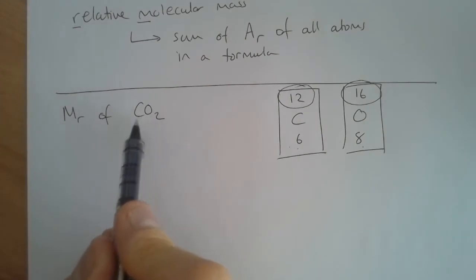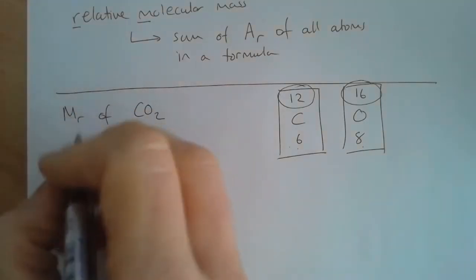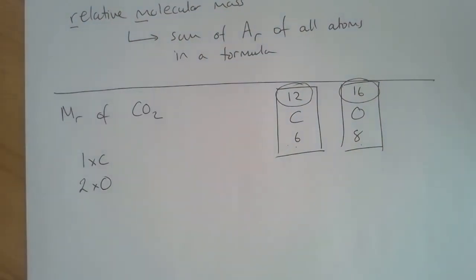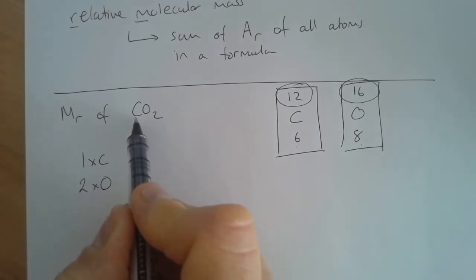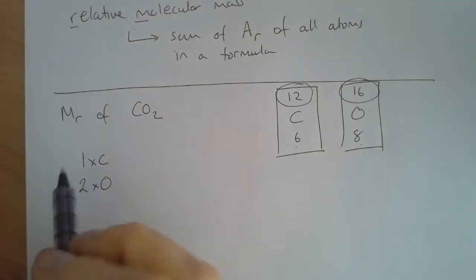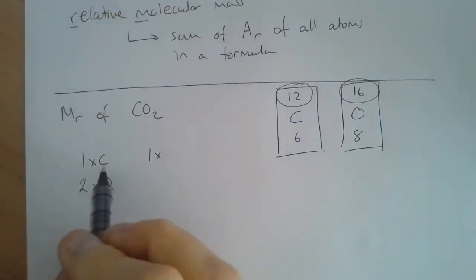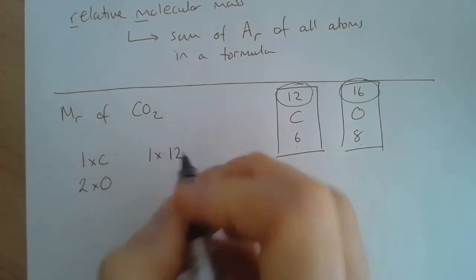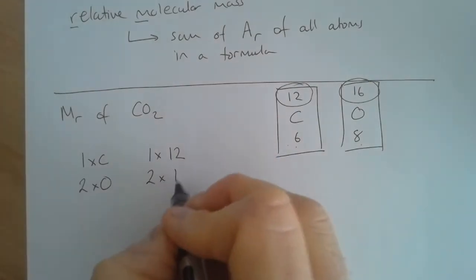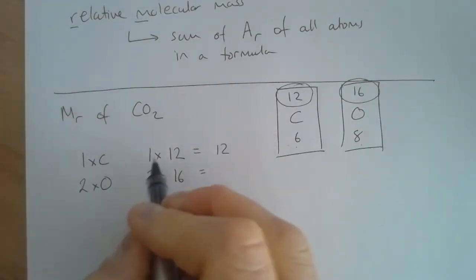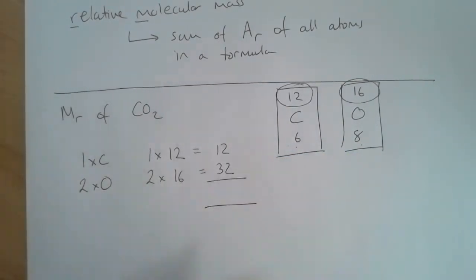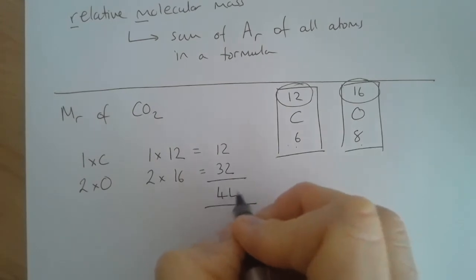So let's have a look at the formula of carbon dioxide. Carbon dioxide has one carbon atom in it and 2 oxygen atoms per molecule. Carbon, there isn't a number after it, so there's just one of them. Oxygen, there's a 2 after it, so there's 2 of them. So we've got one carbon. One carbon atom has a mass of 12. We've got 2 oxygen atoms. Each oxygen atom has a mass of 16. So 1 times 12 is 12. 2 times 16 is 32. If we add all of those together, then we end up with 44.